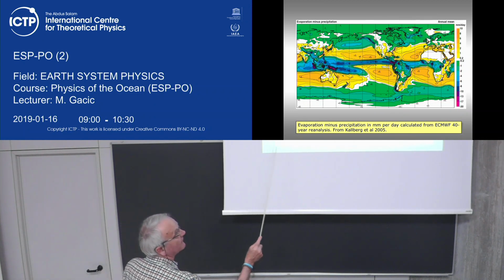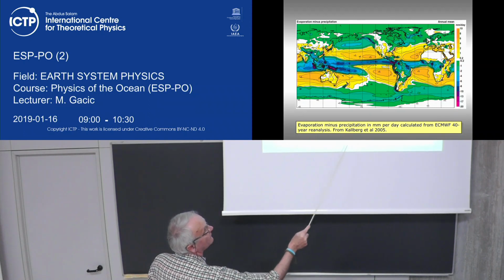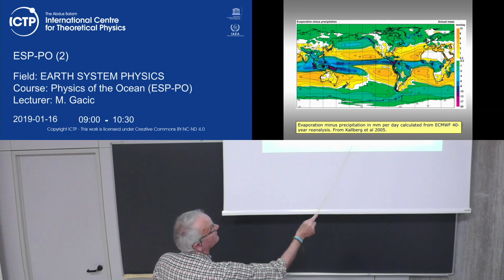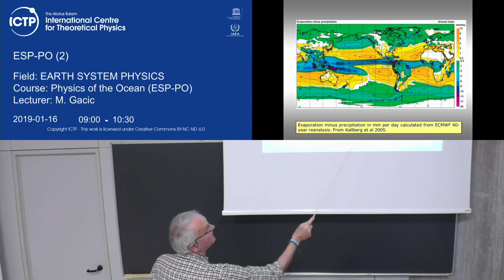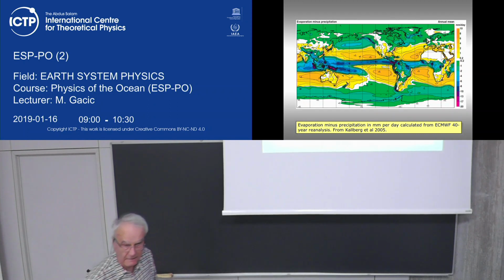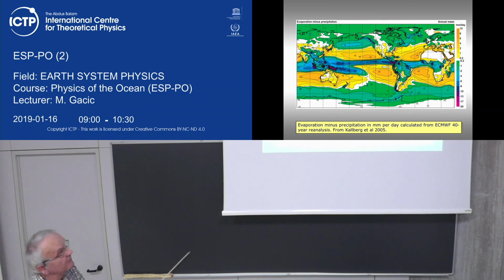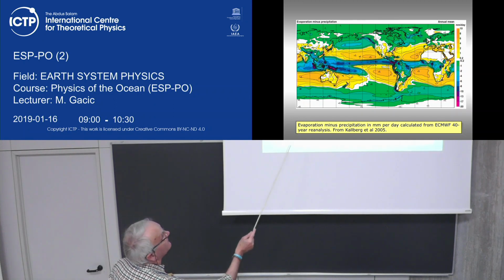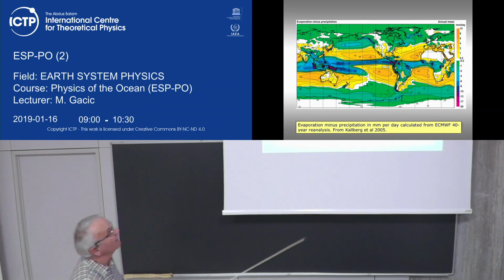This is not perfectly zonal, because there are areas like, for example, along the South American continent, where the entire South American continent is where the precipitation is larger than evaporation. This you can see also here. There are areas where you have very high precipitation.